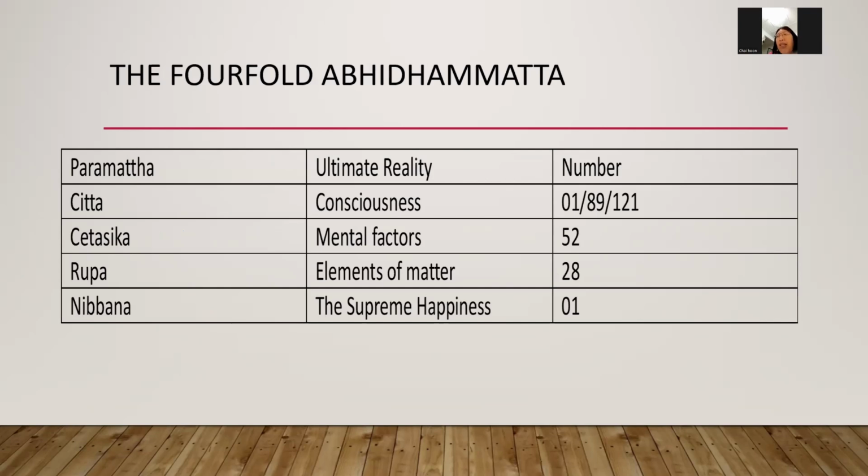The fourfold Abhidhammattha are the four types of ultimate realities, which are citta, cetasika, rupa, and nibbana. Citta, they are 89 or 121. Cetasika, mental factors, they are 52. Rupa, matter, they are 28. And nibbana, sorry. So citta is the awareness of an object.